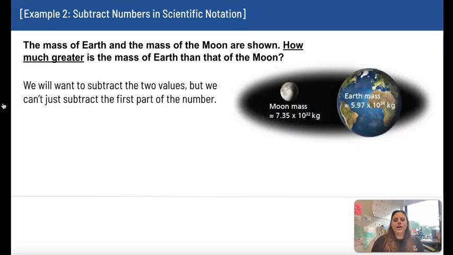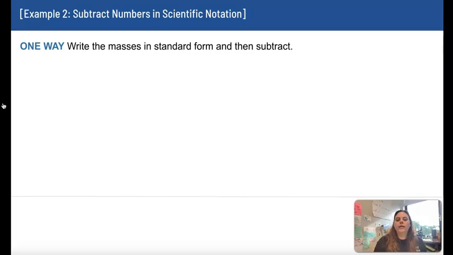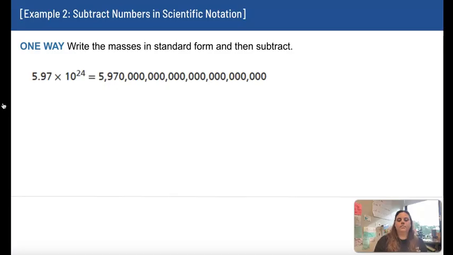When someone asks how much greater, we're looking at a subtraction problem. We'll want to subtract the two values, but we can't just subtract the first part of the number, right? As we saw in that last example, we have to have the same power of 10, so we can't just go subtracting. One way is to rewrite these in standard form and then subtract them.